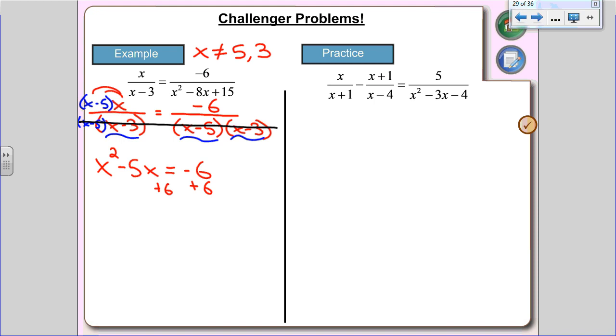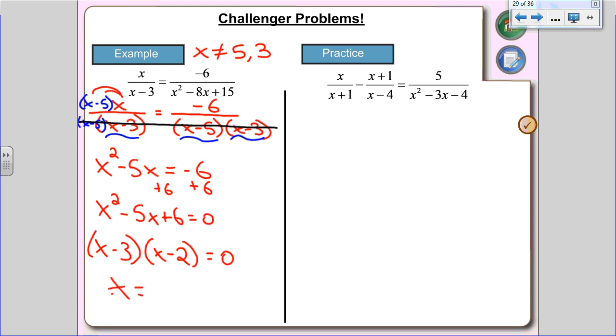To solve it, you factor it. That big factor is going to be x minus 3, x minus 2. That means x equals 3 and 2. If you check, x equals 3 is also one of your NPVs. So if your solution is an NPV, you can't use it. You call it extraneous. So the term for a solution that doesn't work is called extraneous. Just the 3. So the answer of 3 is extraneous.